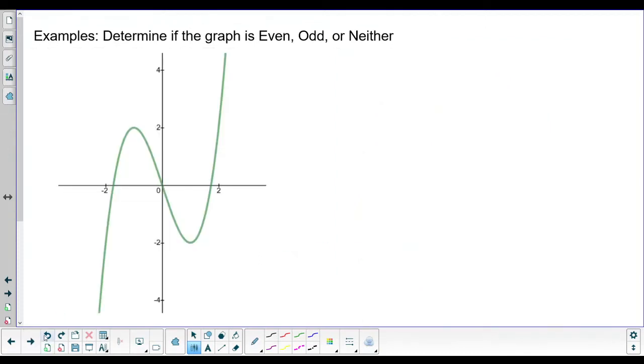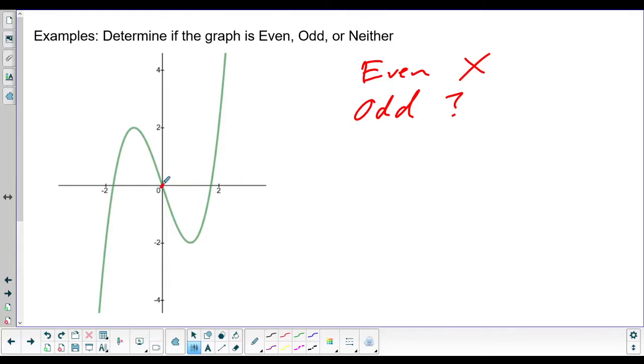All right, one more example. Here's a nice graph that I made. If I fold it on the y-axis, this side here is going to look like this. Oops, that's a little sloppy. Let's try that one more time. It's going to look like that. So we can tell that's not even. So even, nope. What about odd? Is it odd?